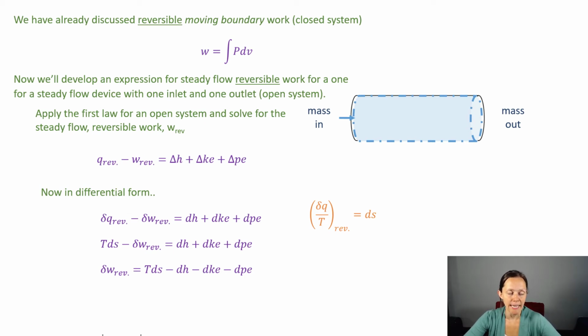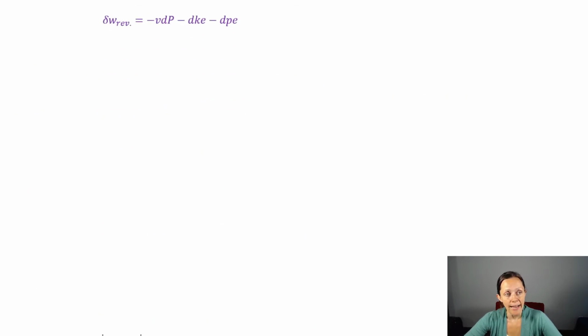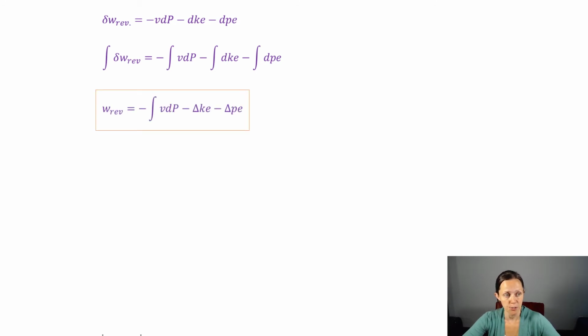And then for that TdS, when I think back to my TdS equations, I had one in terms of dH, I had one in terms of du. I'm going to use the one in terms of dH because I can get rid of that dH term in this equation here. So I got dH minus dH, so those go away, and I'm just left with three terms. And now I'm going to integrate it. So I get the expression for the work for a reversible process equals negative integral VdP minus delta kinetic energy minus delta potential energy.